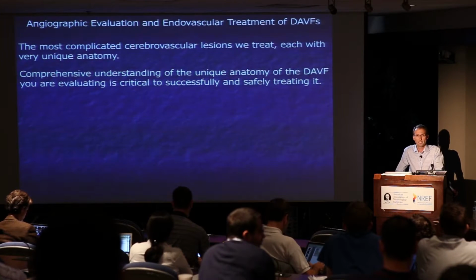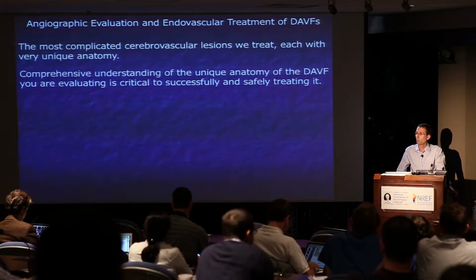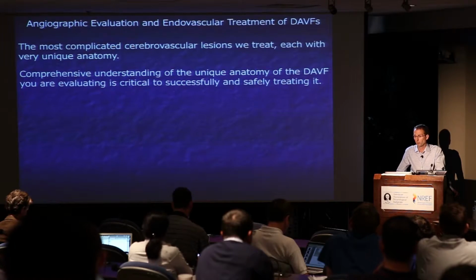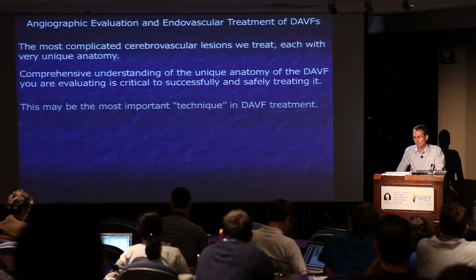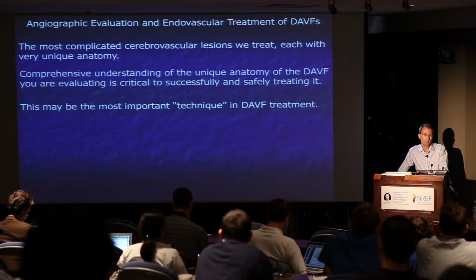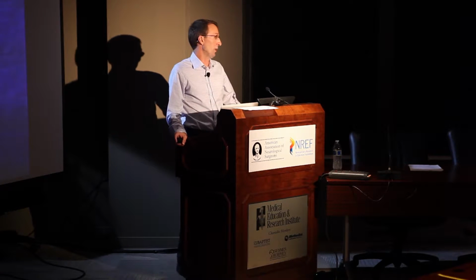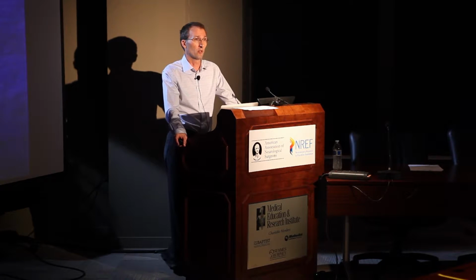And a comprehensive understanding of the anatomy of the fistula of your particular patient is going to be critical to successfully treating it, and most importantly, to treating it safely. And so when I think of what are the techniques that I use to treat a dural fistula, I think this understanding of the anatomy may be the most important technique. And yes, we're going to talk about coiling dural fistulas, treating them with liquid embolic agents, and the techniques that I use for that. But I'm going to spend a lot of time on how I know what the anatomy is, and how that informs what I think the risk of not treating is and what I think the risk of various approaches are.